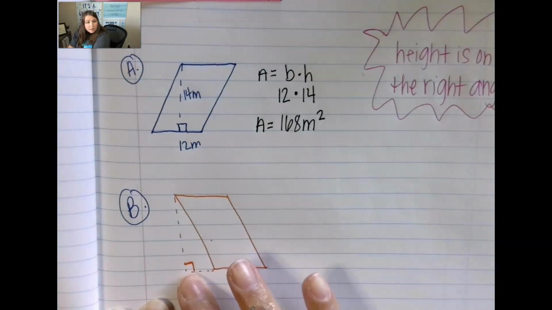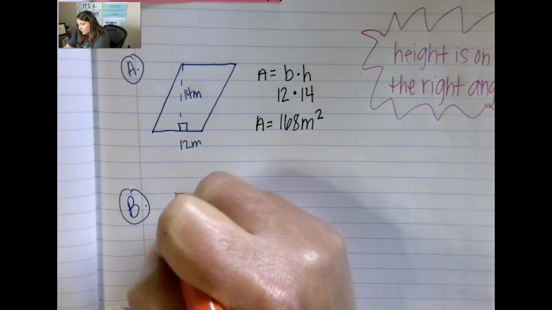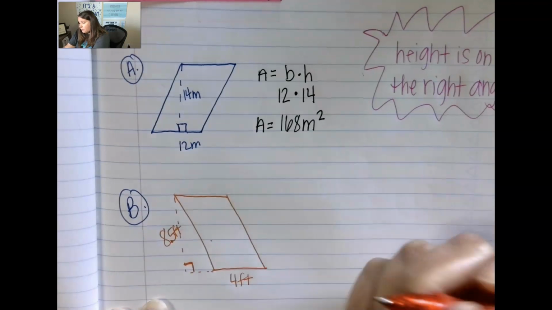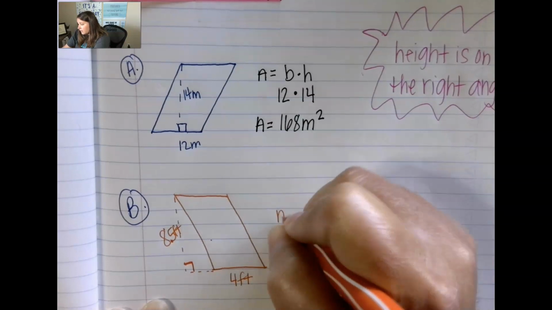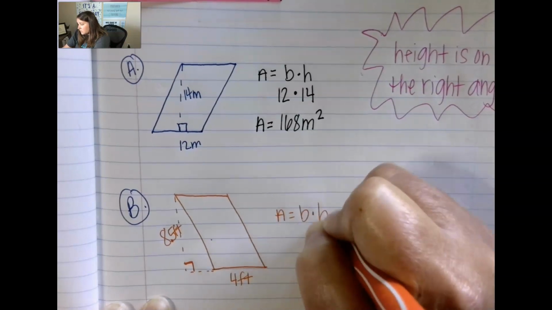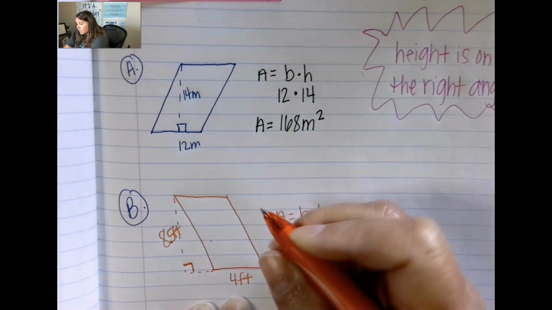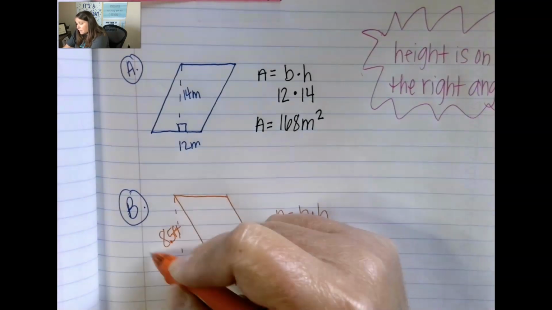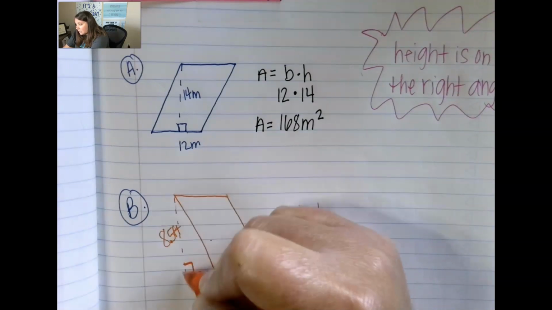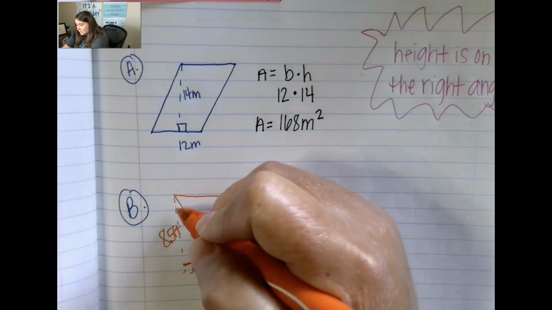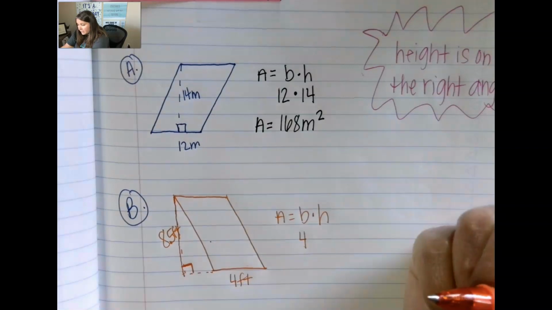So this right angle right here has 8.5 feet. So we're still going to multiply. The base is 4. Area equals the base times the height. So the base is still 4 because that's on the top of the shape. And this is still the height right here because this is the right angle. This is the height going up. See how it makes an H? H for height, right, like that.